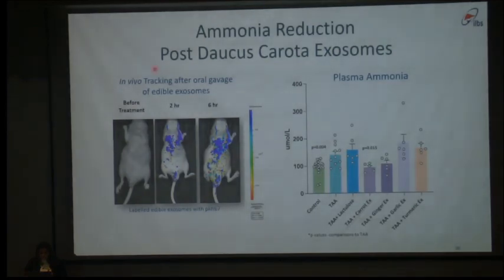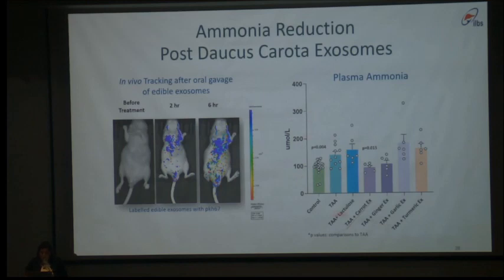So this is the intravital microscopy, which showed that within 6 hours, these edible exosomes, labeled with PKH67 dye, after oral gavage were settling down and reaching the liver after 6 hours.